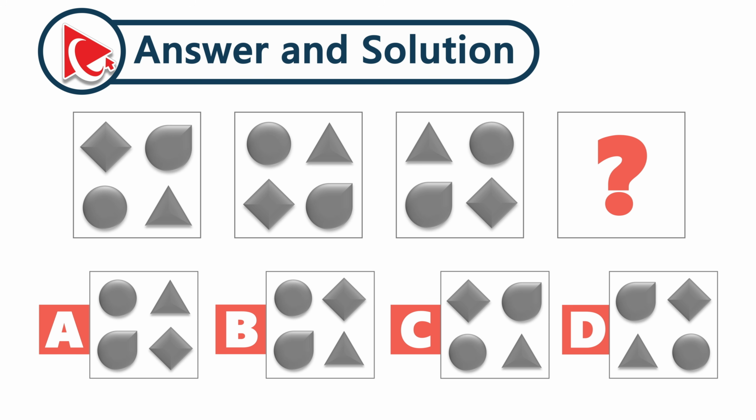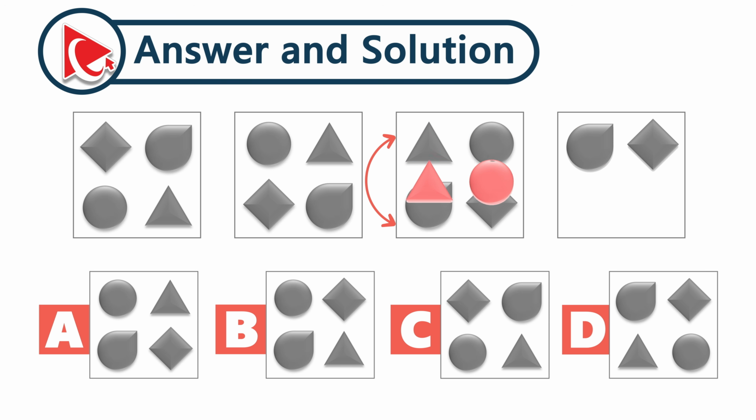To calculate the order of items in the 4th square, we need to apply the same pattern again. The next move should resemble the first step. Top row and bottom row should switch places. So the bottom row moves to the top, and the top row moves to the bottom, which means leaf and diamond on the top, and triangle and circle at the bottom. And the correct answer here is choice D.